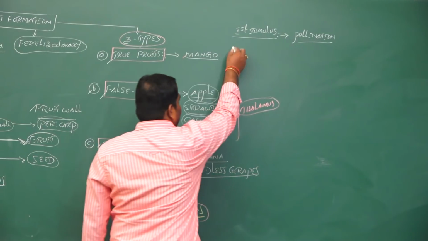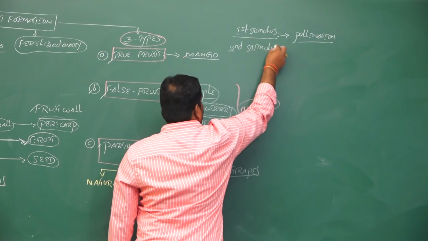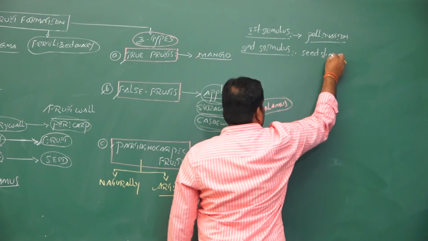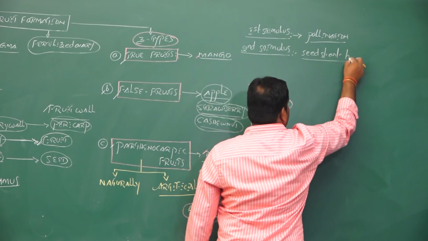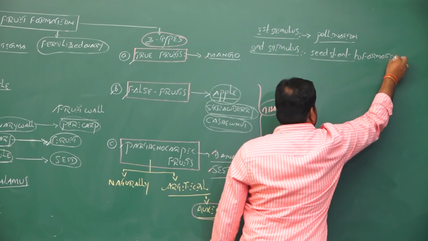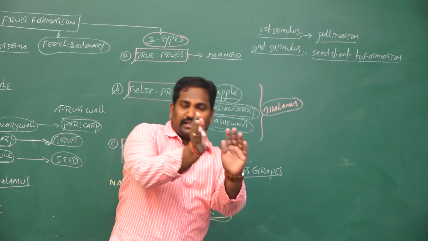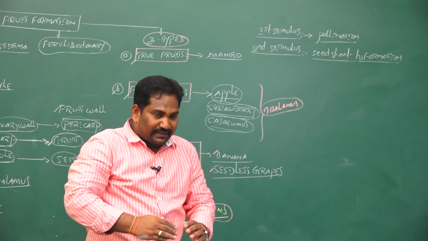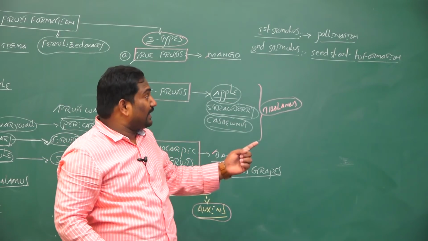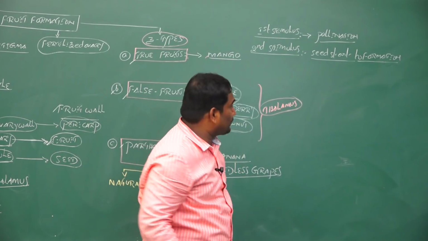The second stimulus is seed start to formation. When the ovule is converted into seed, when the seed starts to develop or form, there is a second stimulus for development and formation of fruit in flowering plants.